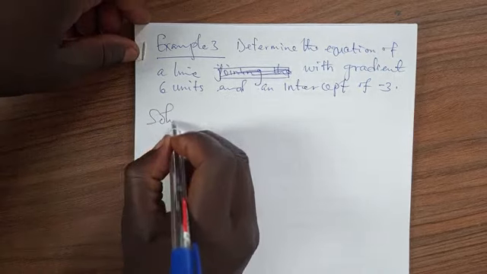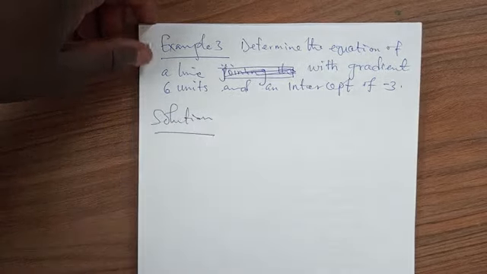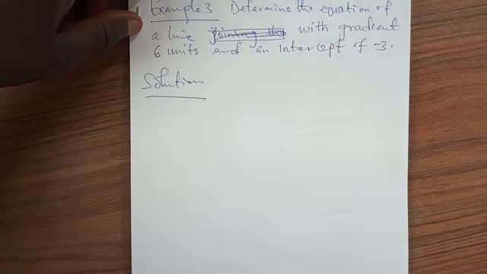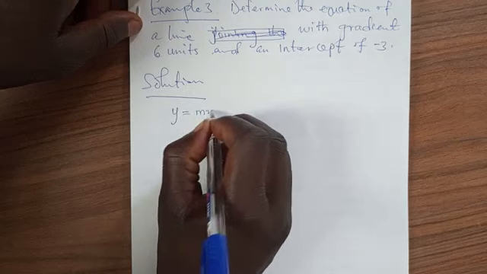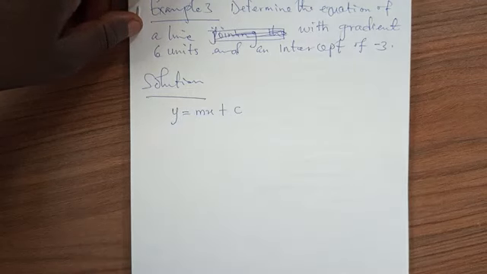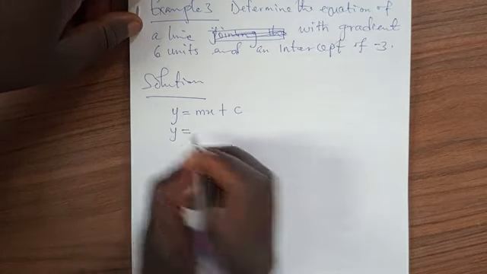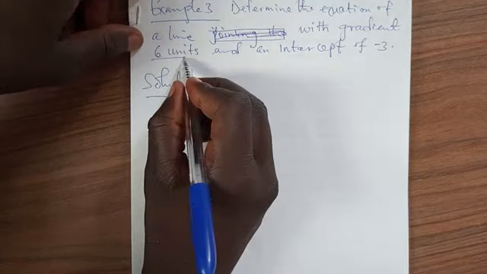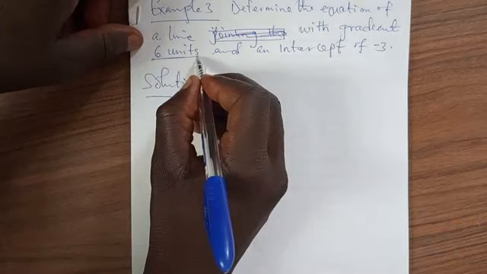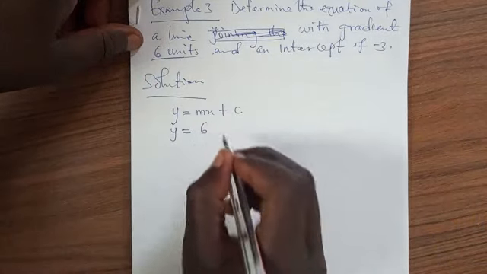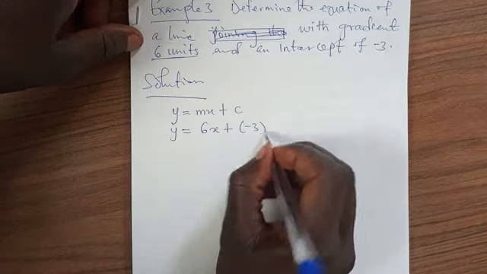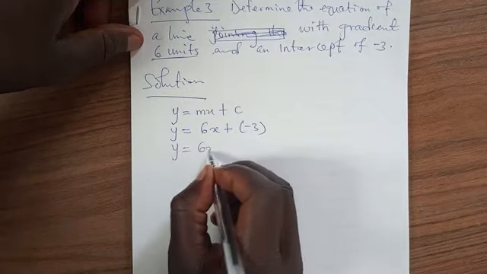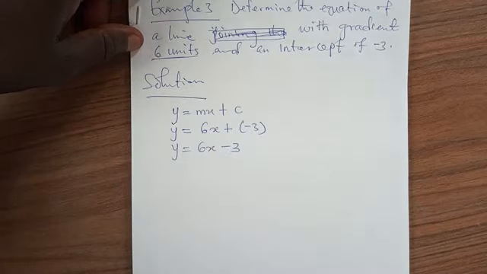Now to solve this problem, we always recall the formula that y is equal to mx plus c. What is the value of m? m is 6 because the gradient is 6 units. So we have 6x plus c. The c is -3. So this gives us y is equal to 6x minus 3, and this is the equation of the line.